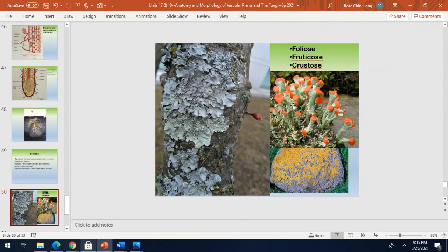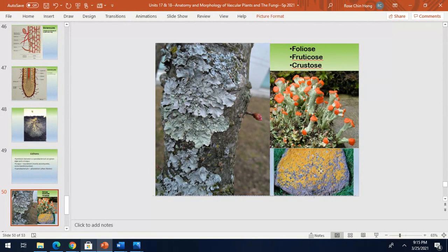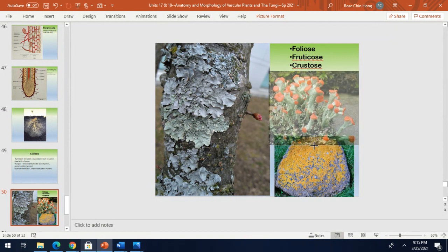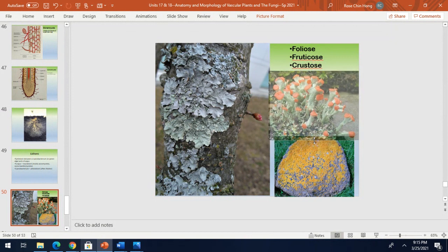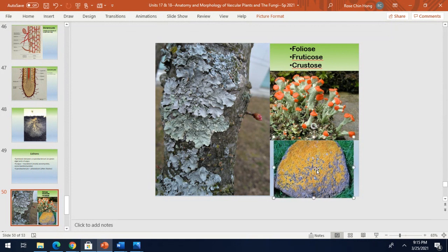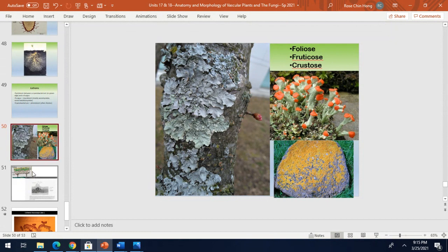The next type of lichen is the fruticose. You see these little red things like little fruits. These are the fruticose lichens here. And then you have the crustose lichens, which are encrusted on the substrate, like on this rock. Let me bring my picture here bigger. So this is encrusted on a rock, and the only way you can get this out is to scrape it out. So those are the three types of lichen forms.